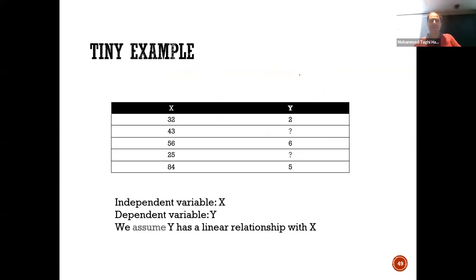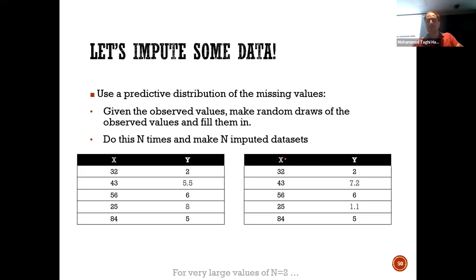So for example, this is a simple example. This is some independent variable X and dependent variable Y. We assume Y has a linear relation with X. Good. So say this has some kind of linear relation, but these are the missing values. So we are using this random imputation multiple times. According to some distribution, we are filling these values in two different ways.